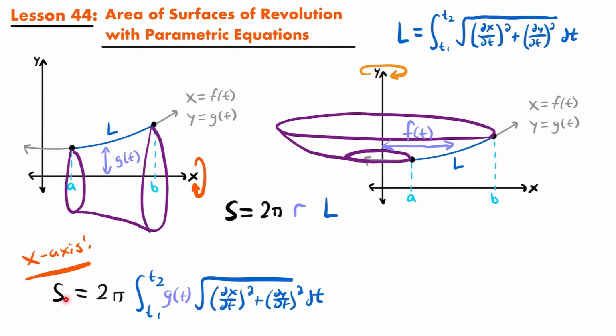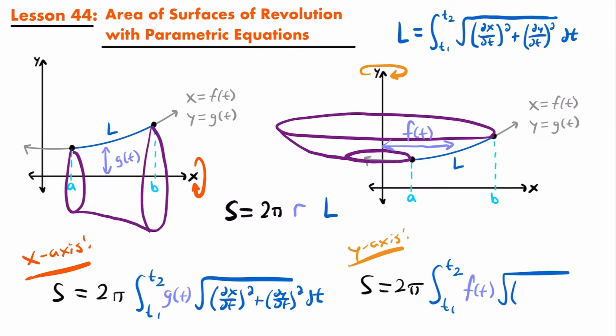And we're going to have this same exact formula for the area of the surface of revolution formed by revolving around the y-axis, except that radius g of t is going to become f of t. So around the y-axis, the area of the surface of revolution will be equal to 2 pi times the integral from t sub 1 to t sub 2 of f of t times the square root of dx dt squared plus dy dt squared dt.